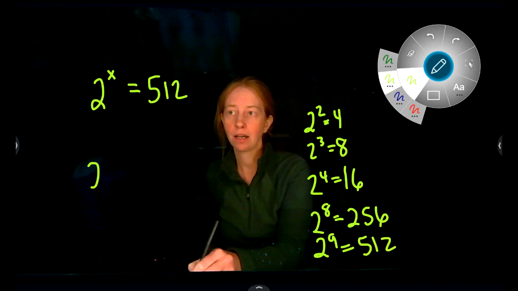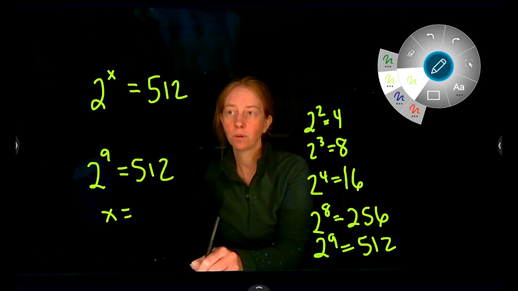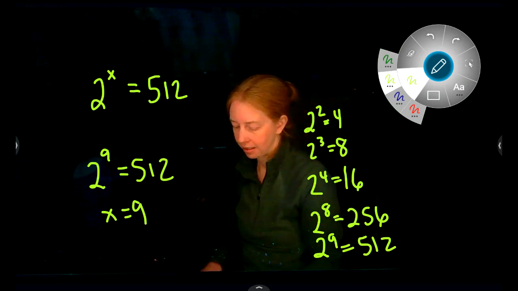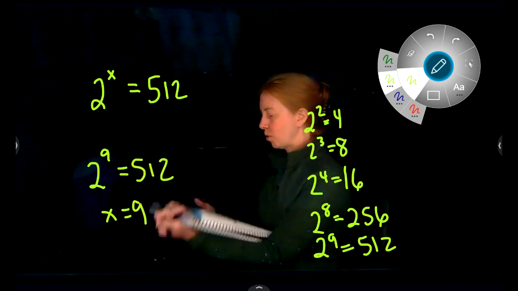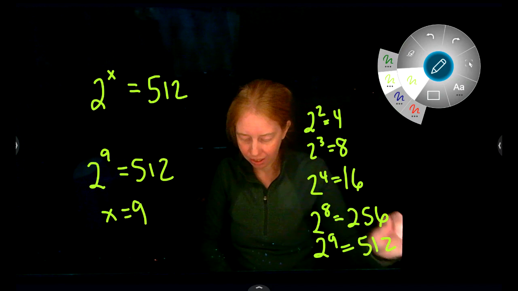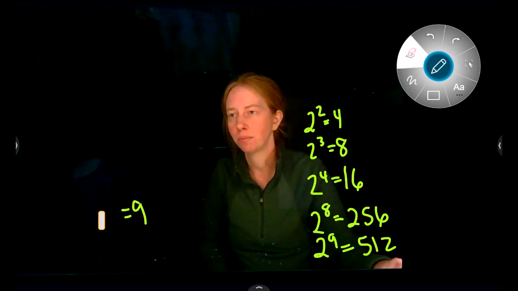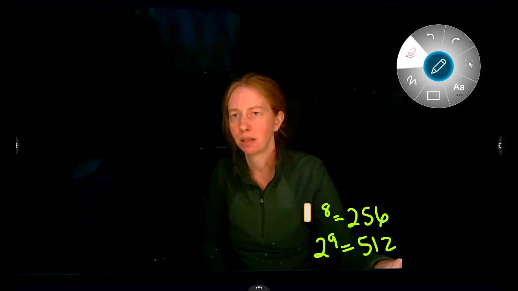And so that's what I'm doing. 2 to the 9th equals 512, so x equals 9. So you can do some strategies like this and see what you get. One more type of this is, what if there is something added or subtracted in the exponent? Let me show you exactly what I mean by that.